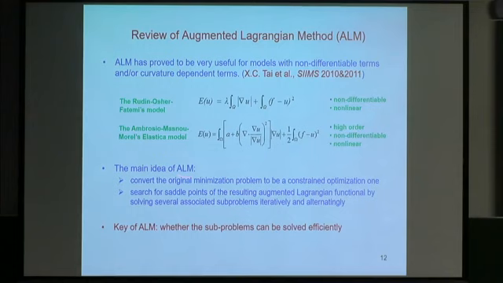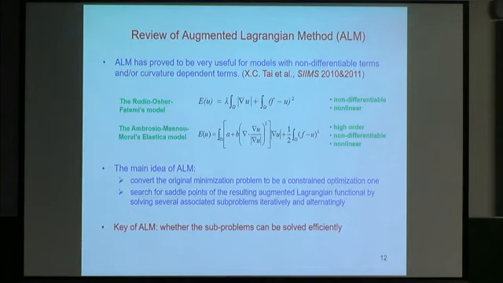The main idea of augmented Lagrangian is to convert the original optimization problem into a constrained optimization problem. To find the minimizer of this kind of problem, we try to find its saddle point. But the saddle point depends on the problem. For this one, I think optimization can give us a very solid theory. But for this a little more complicated one, a lot of the theory is still wide open.